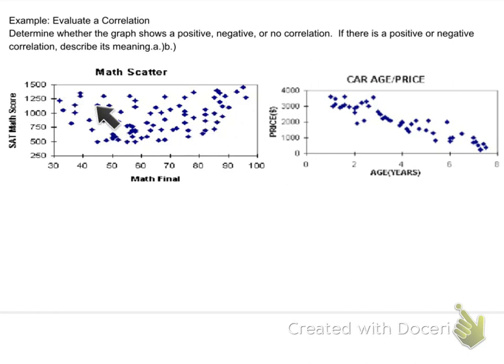But then I also see that it's high over here, people scoring really well on the SAT, but yet not doing very hot on the final. Getting a 40-50% on the final is probably not the best. So, I don't think I can say that this is a positive or a negative correlation. There's no particular line that I could draw that would represent this data very well. So the first one, I'm going to put no correlation.